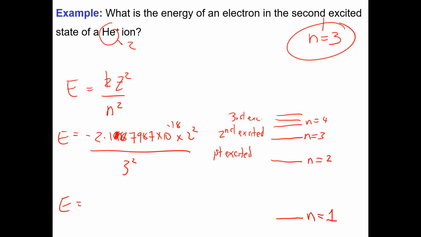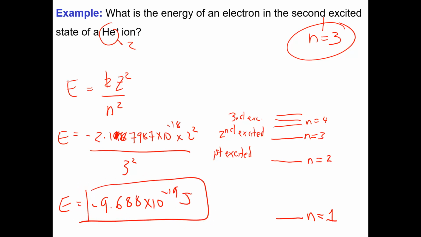Negative 2.17987 by 10 to the minus 18 times 2 squared divided by 3 squared, and it ends up being negative 9.688 by 10 to the minus 19 joules. So almost 1 by 10 to the minus 18. So we're pretty happy that we got that correct.